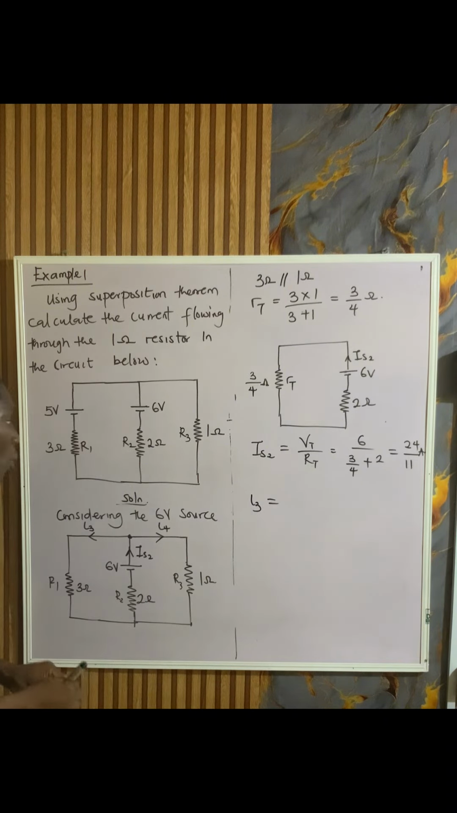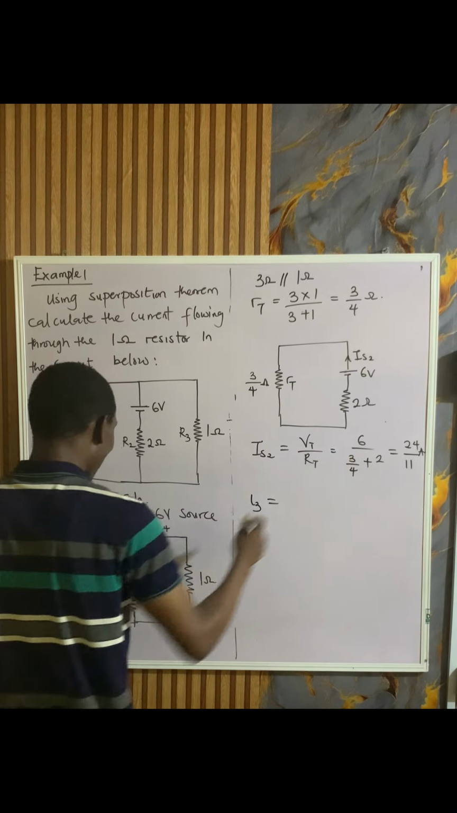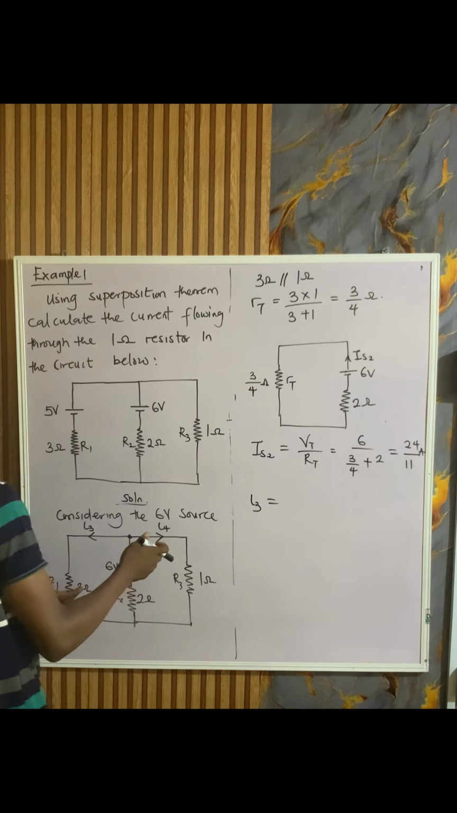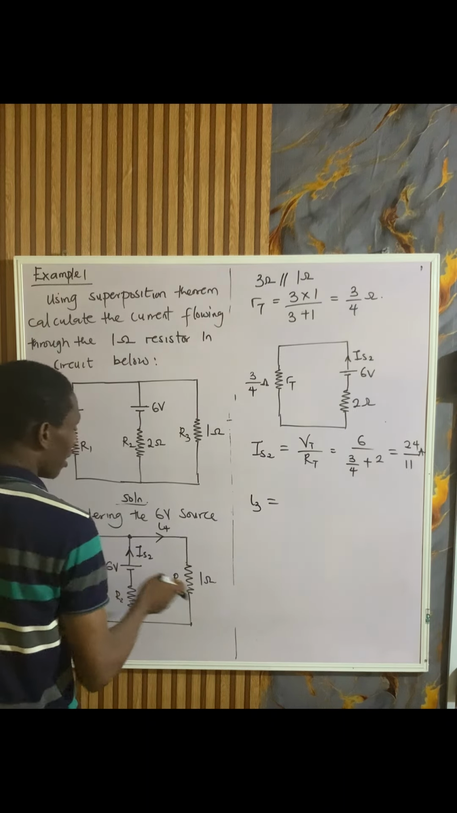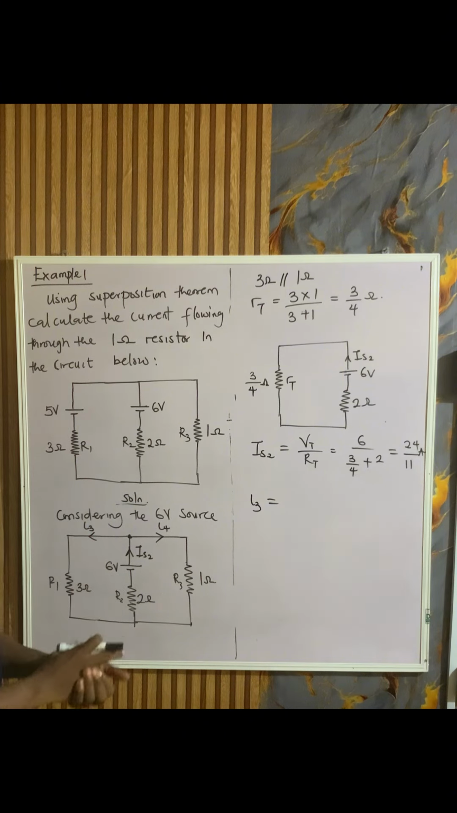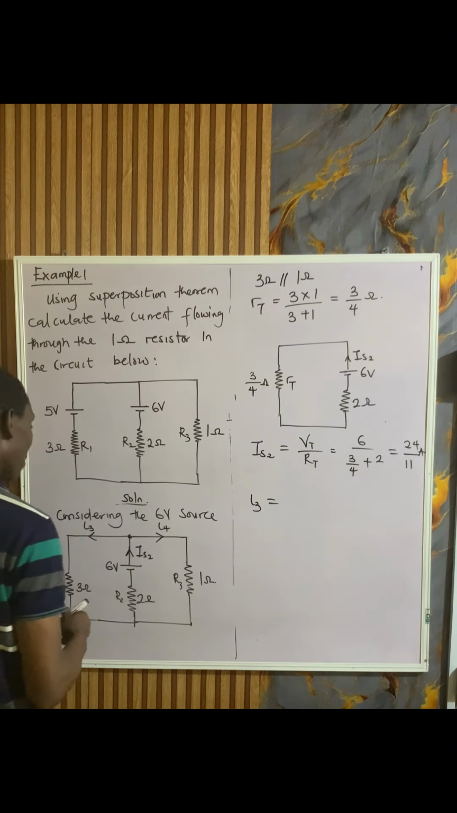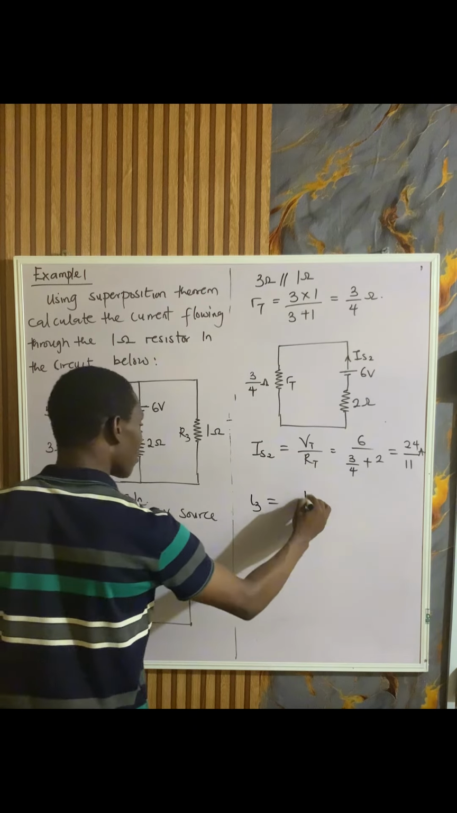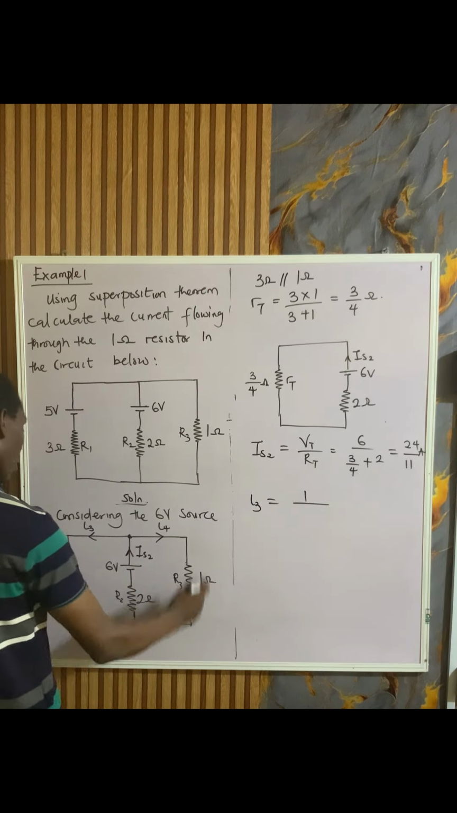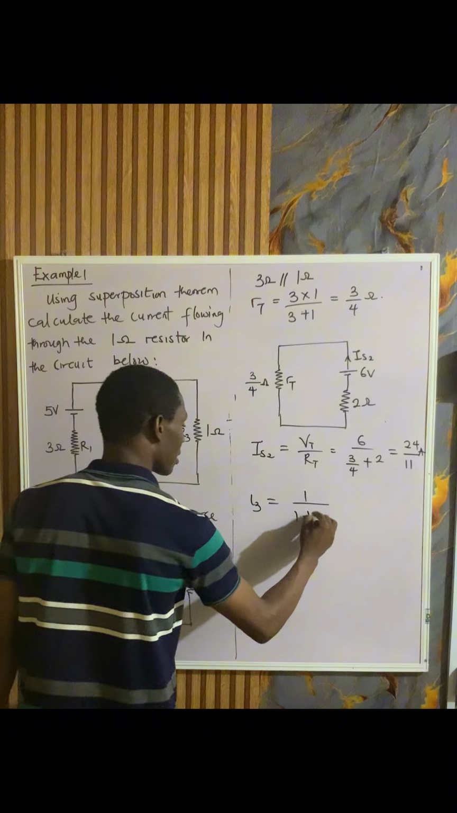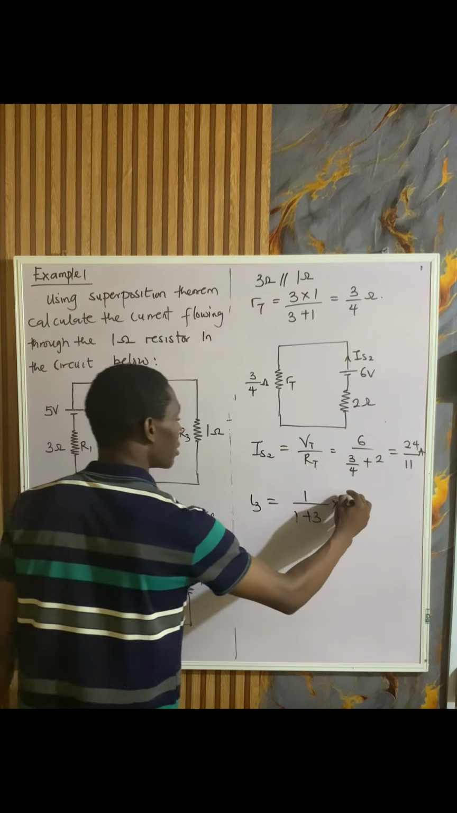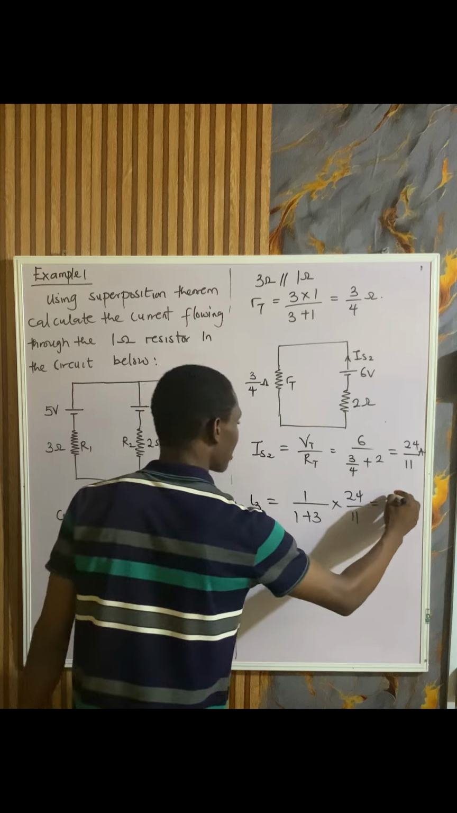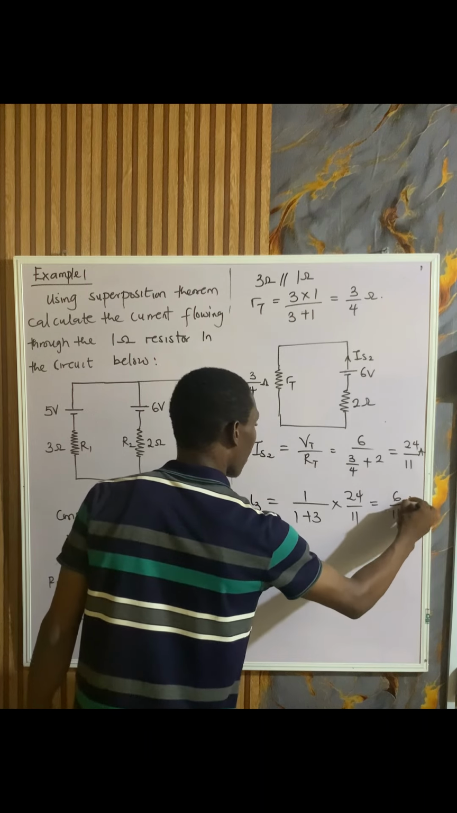I3 will be what? Inside this 24 over 11 ampere, how much of that 24 over 11 flows through the 3 ohm resistor? How much of it flows through the 1 ohm resistor? Since they are in parallel, I'm going to apply the current divider rule. If I'm looking for I3, that will be the other resistor, 1, over the 2 resistors sharing the current, that is 1 plus 3, times the current they are sharing, which is 24 over 11. So if we do this, we get 6 over 11 ampere.